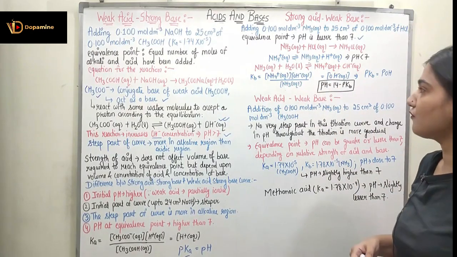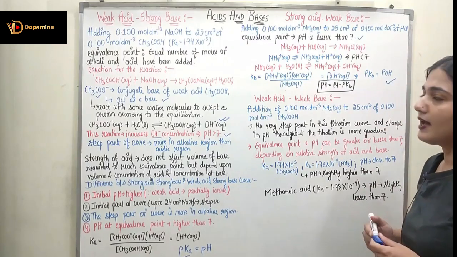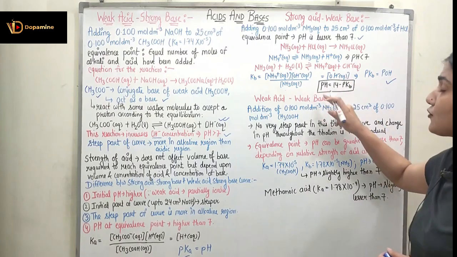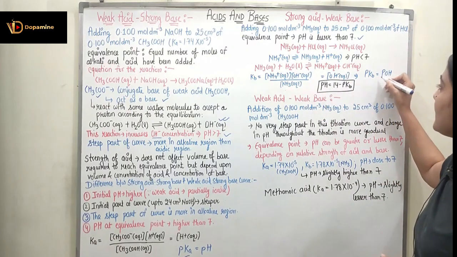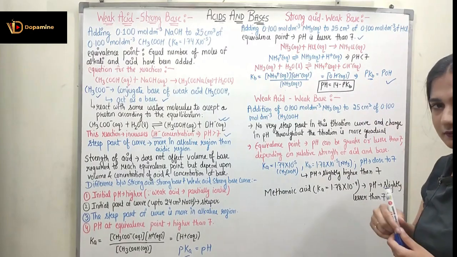I can take the negative log of both sides and I can say pKb will be equal to pOH. And if I know the pOH, I can find out pH. pH would be 14 minus pOH. pOH is equal to pKb, so pH will be 14 minus pKb, right?